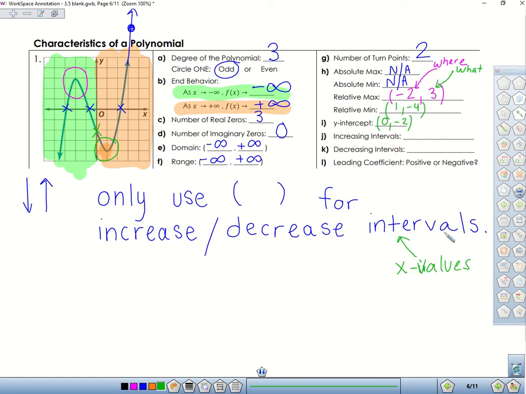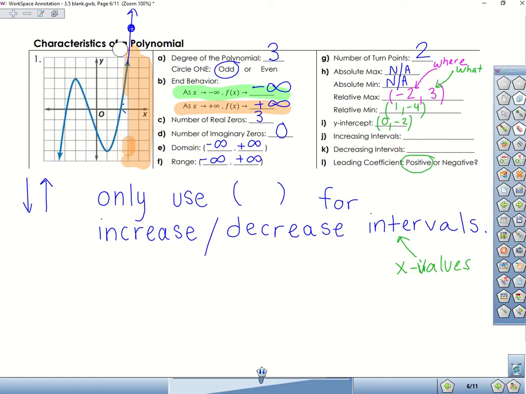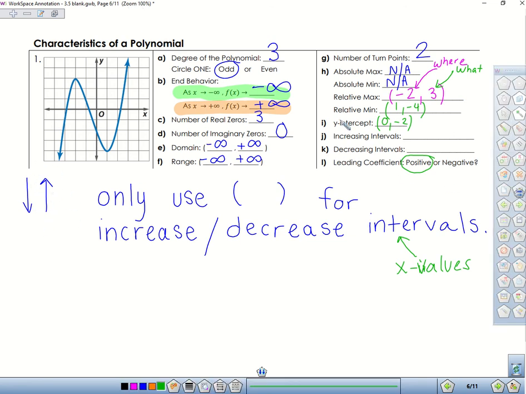And let's skip down to I real quick. Looking at the end behavior, it goes down then up. Is our leading coefficient negative or positive? Remember from your chart, down then up is positive. So if you get stuck on that, you just look at the chart, and you will have access to that on your quiz because your quiz is open notes. Why is it positive? It's from that chart on the front of your notes from yesterday. The end behavior down then up means positive odd.